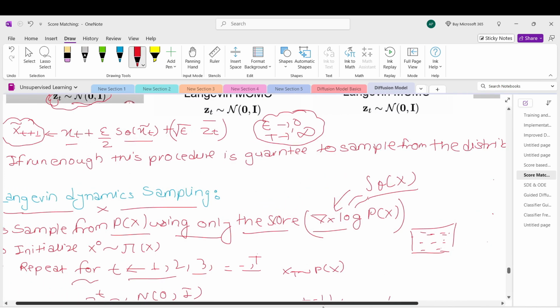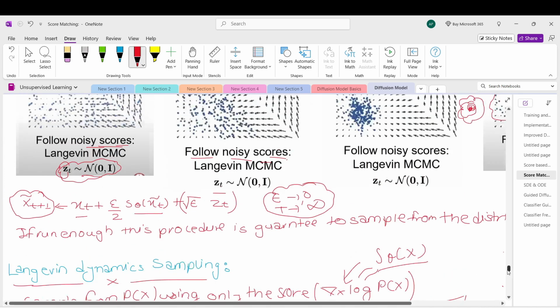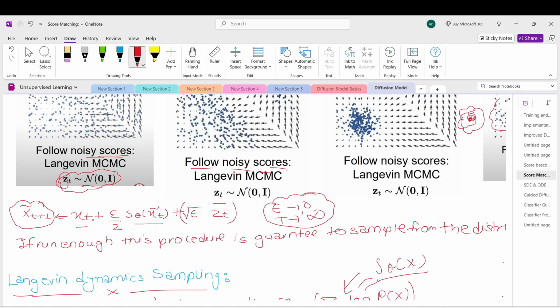So what is meant by following the noisy score? In the previous one we just took the sample at time t and followed the score, epsilon by 2 s_theta of x_t tilde, plus this epsilon root over epsilon z_t. So this is the noise addition. We are not only following the score, but also following the noisy score. We are adding this noise, which is sampled from the pure Gaussian distribution.